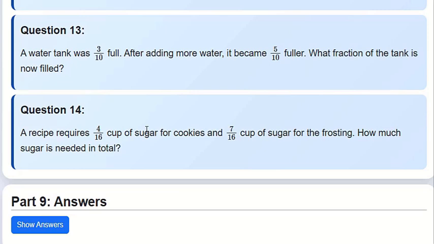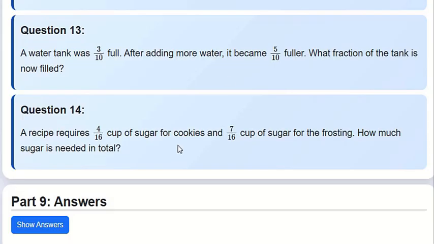In this question 14, you are told a recipe requires 4 out of 16 cup of sugar for the cookies and 7 out of 16 cup of sugar for the frosting. How much sugar is needed in total? If you see the words in total, it means addition. So the recipe first requires 4 out of 16, so I write the fraction 4 out of 16 of sugar.